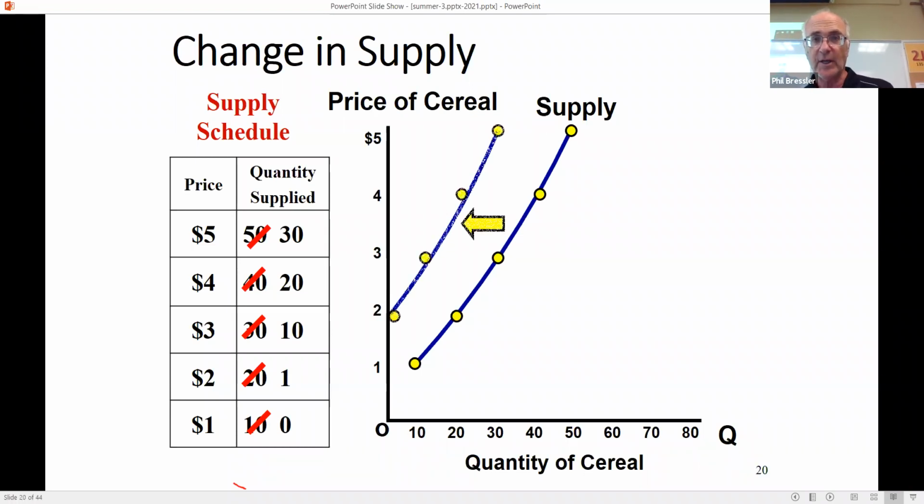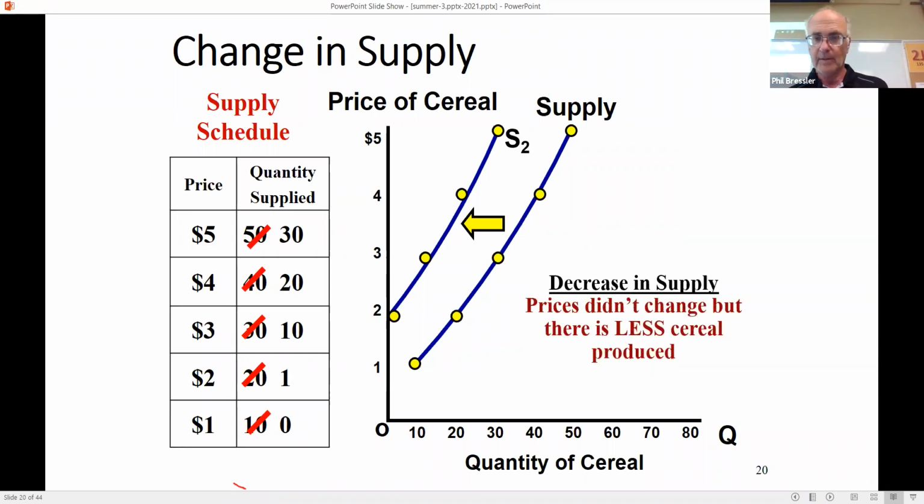So now I'm going to shift supply to the left. Same thing, S1 to S2, price and quantity on my axes. There is that. That is shifters of supply. Again, no change in price, but at every price point, I'm supplying less than I used to.